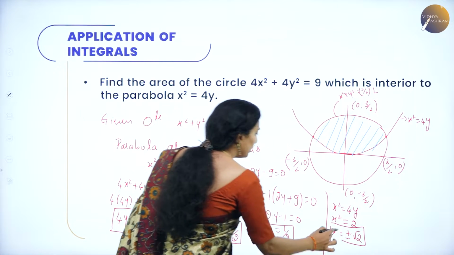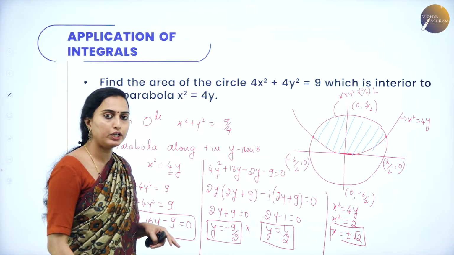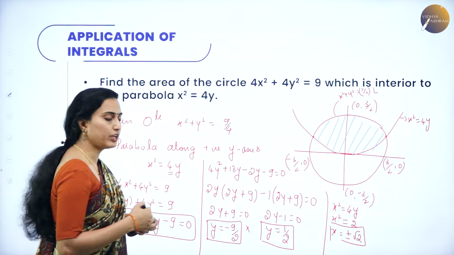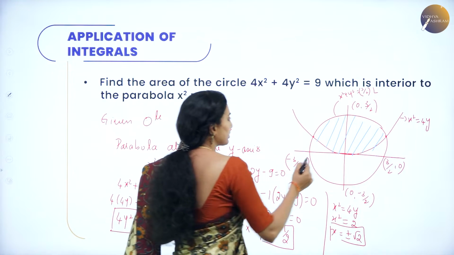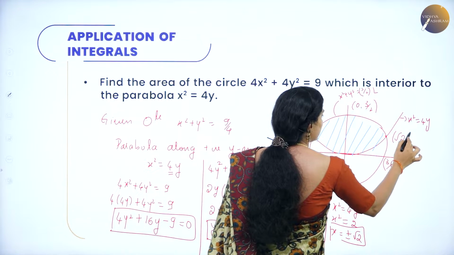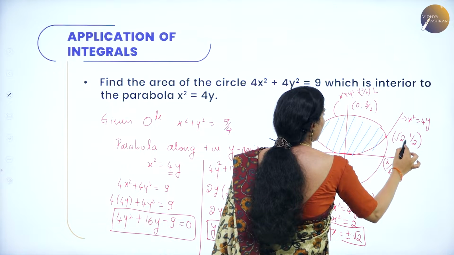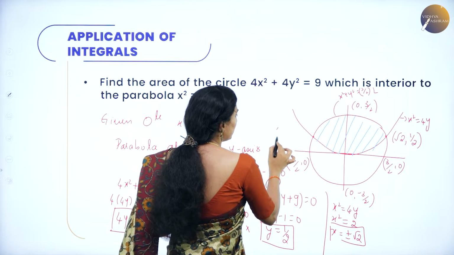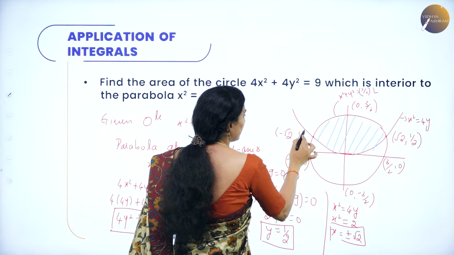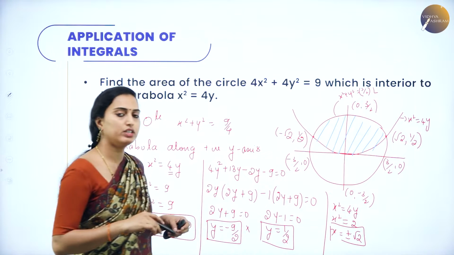So when x is equal to root 2, y is equal to 1 by 2. When x is equal to minus root 2, y is nothing but 1 by 2. So therefore, the point of intersection will be here. You can have when x is equal to root 2, y is equal to 1 by 2. And then when x is equal to minus root 2, because it is a negative x-axis, y is 1 by 2. So this is a point of intersection.